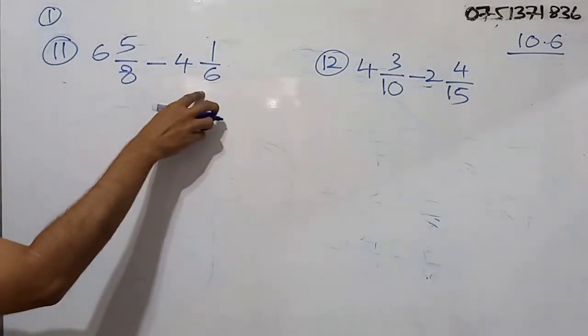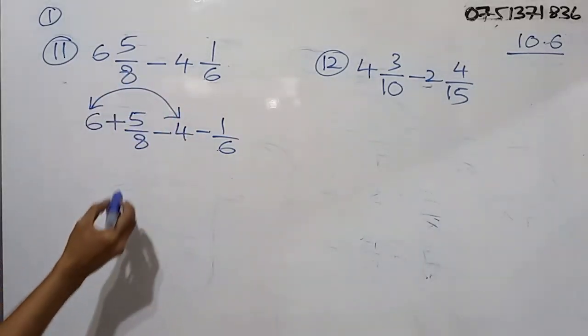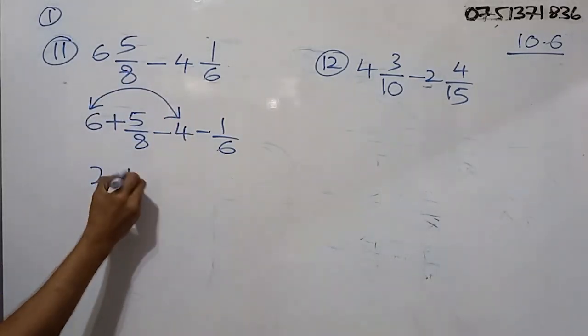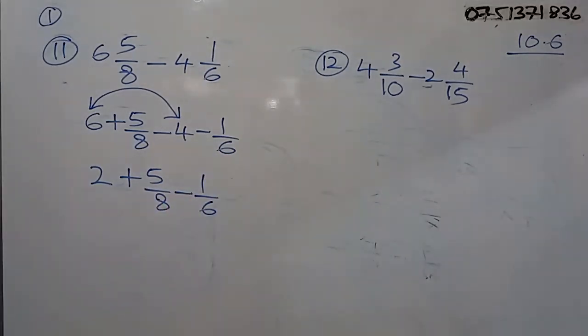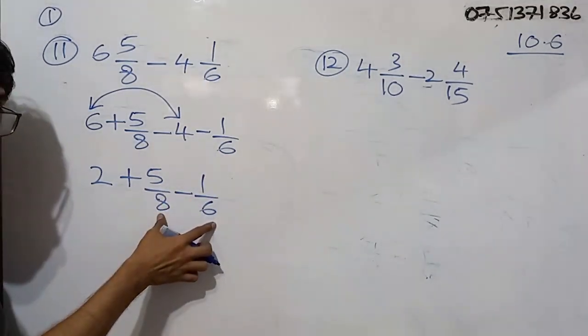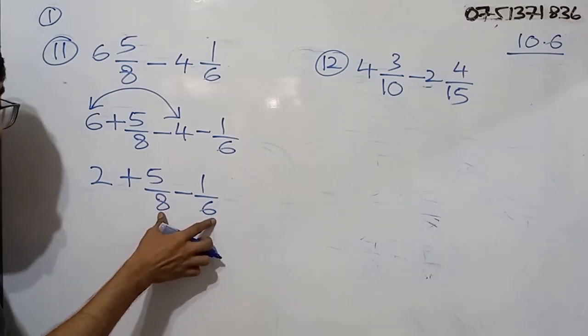So I will rewrite these two fractions. Then I will simplify the whole number parts. So the outcome will be 2 plus 5 by 8 minus 1 by 6. Two fractions, denominators are different. We have to subtract. So what will be the least common denominator?